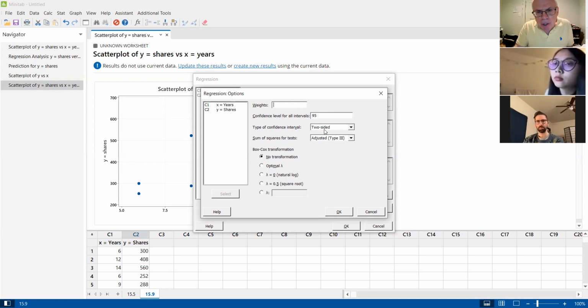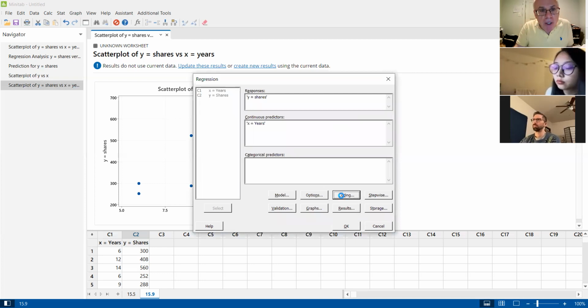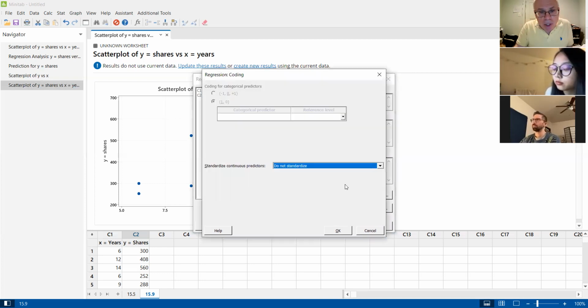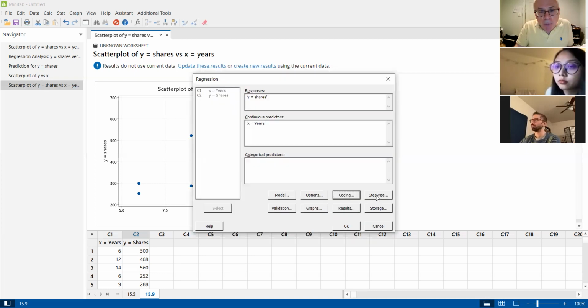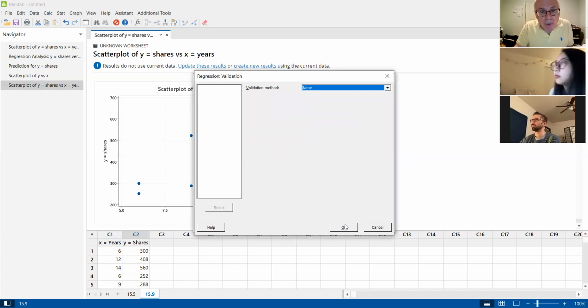I would never do anything other than a two-sided confidence interval. You could leave this sum of squares alone. That's fine. And we're not doing any transformations in this course. Again, that's beyond first semester in statistics. Weights, definitely, we're not doing any weighting. So we'll leave that as it is. Coding, no coding. This is, again, something advanced that we wouldn't be doing in this course. Stepwise, we're not doing that. Validation, we're not doing that.